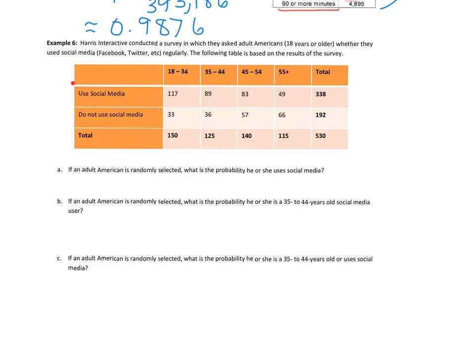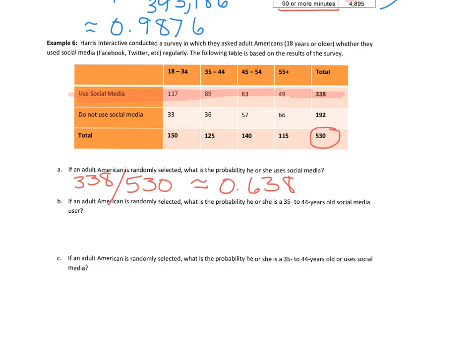So we saw this in section 4.4, where they look at the totals, the row totals and the column totals. So for this one, we would look at the column total. I'm just going to highlight in red. So all this in red represents people that use social media. And so we're looking at 338. They already did the totals for us. And now remember, the total of the totals is how many people are in the survey. So we're looking at this. So the probability, we can put that in our calculator, is 0.638.